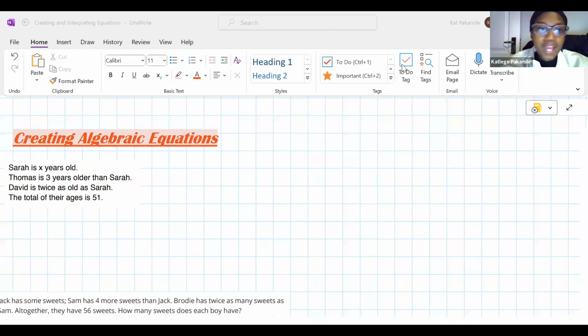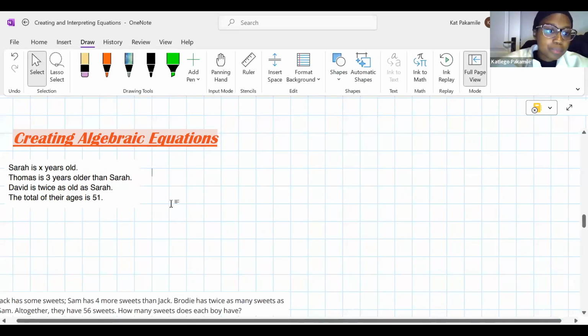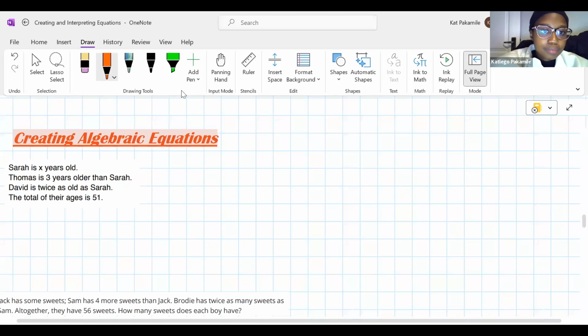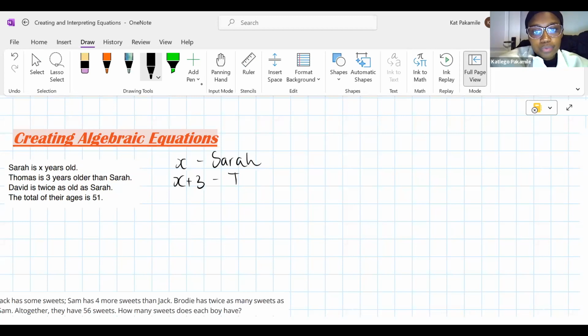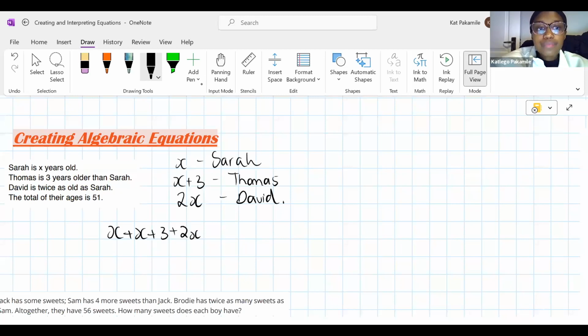Hi, ma'am. Okay, so with the sum, you would say Sarah's x is old, and you would write Thomas as x plus 3 because he's 3 years older than Sarah. Then with David, you would say he's 2x because he's twice as old as Sarah. Okay, and then what's our equation? It'll be x plus x plus 3 plus 2x is equal to 51.